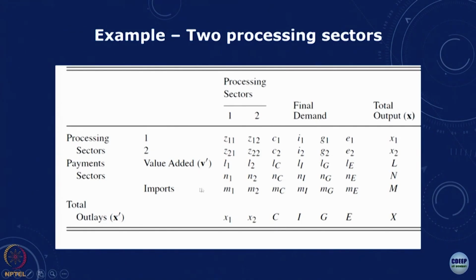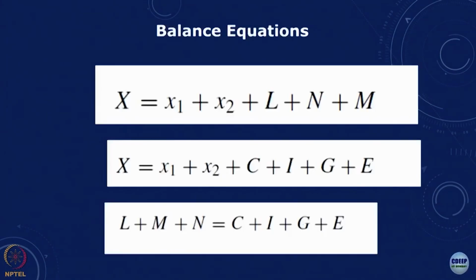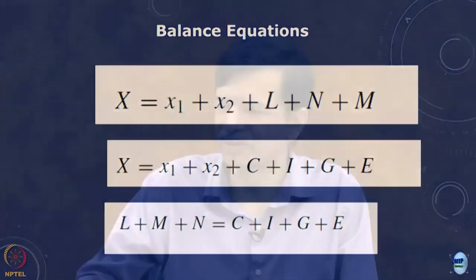And so typically, if we are talking of two processing sectors and some payment sectors, this is what we will get, and this is finally the kind of input-output table. These are the balance equations that we already talked of for the two sectors, that is x is equal to x1 plus x2. This is the balance equation for the row and the balance equation for the column. And with this you will get this kind of calculation.